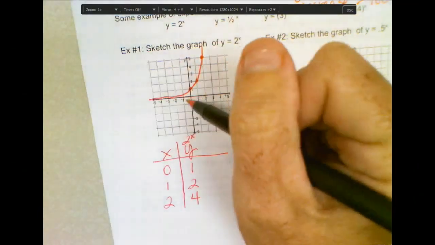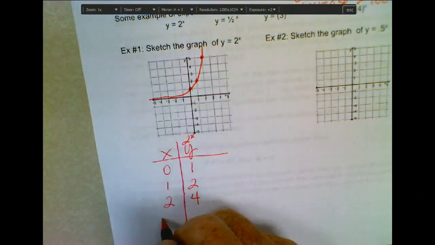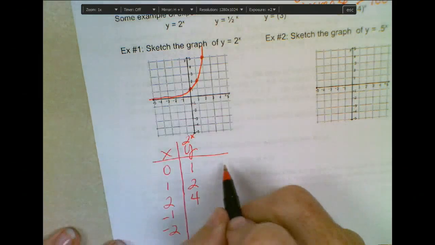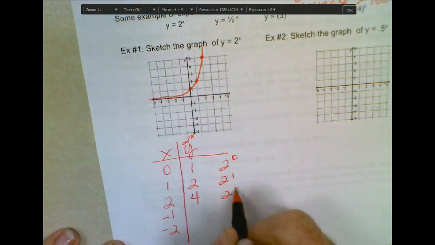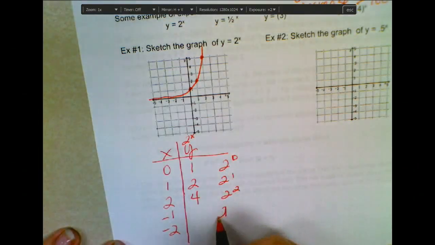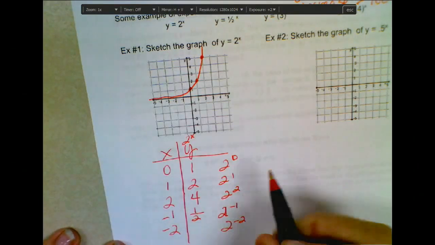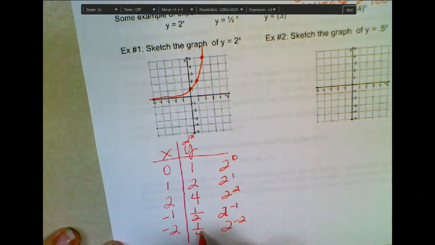And this is important. Your graph is not going to go below the x-axis because there is nothing that you can graph that's going to give you a negative output. So even if we have, this is 2 to the 0 power, 2 to the first, 2 to the second. 2 to the negative first is actually 1/2. 2 to the negative second, because of course we know the exponents, when they have a negative exponent, it means reciprocal, so it means 1/2 squared. So that would be 1/4.